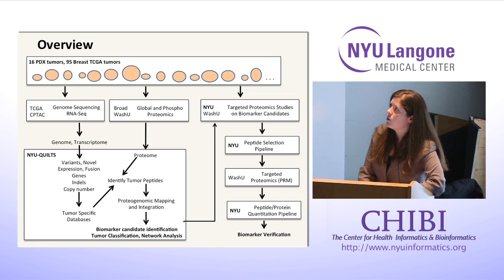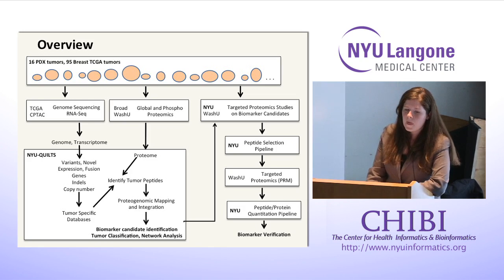So this is the overview of our study. We have, as I mentioned, the 16 PDX and 95 breast TCGA tumors. These have already undergone genomic sequencing and RNA sequencing. And we're currently doing proteomics at the Broad and WashU, both global and phosphoproteomics.